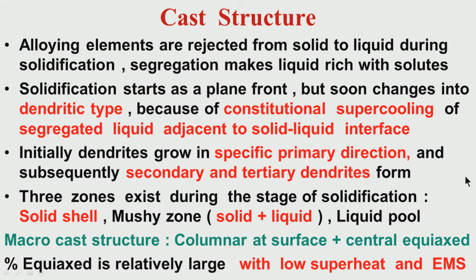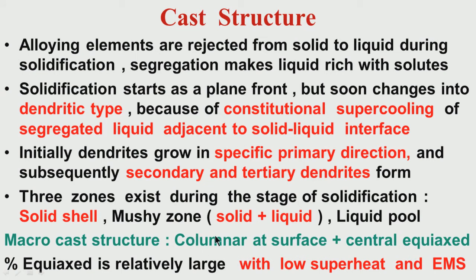Now, another thing I have mentioned here, what is the macrostructure of the whole solid? That means, when solidification is complete you have only solid. So, you have the columnar zone, this dendritic columnar zone at the surface, and then the central equiaxed zone at the interior. Why does this form? There are different reasons, but initially, as I have told, in solidification you have columnar.